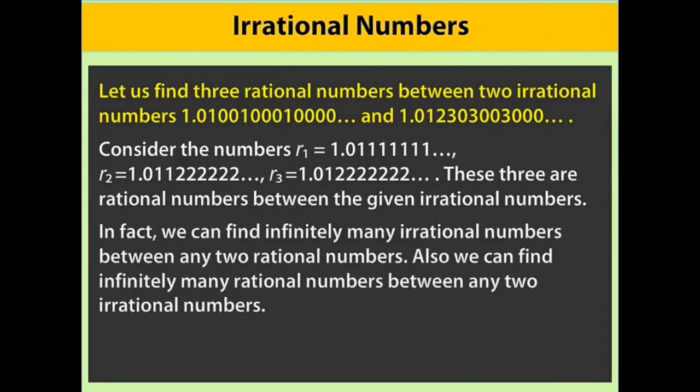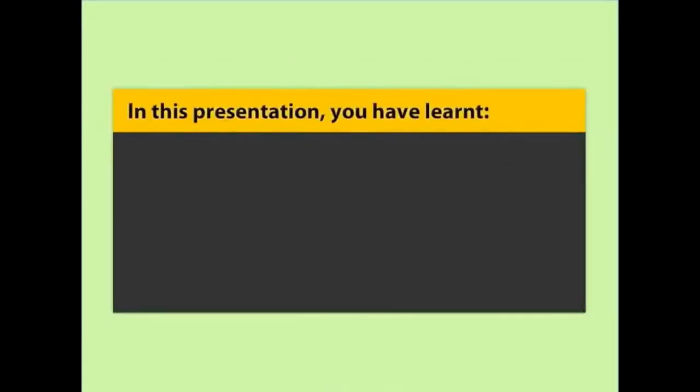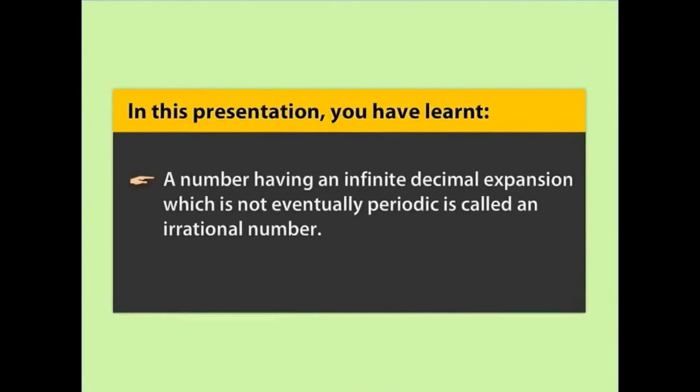In fact, we can find infinitely many irrational numbers between any two rational numbers. Also, we can find infinitely many rational numbers between any two irrational numbers. In this presentation, you have learned a number having infinite decimal expansion, which is not eventually periodic, is called an irrational number.